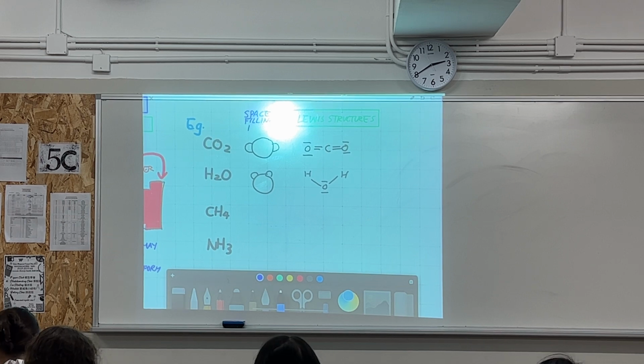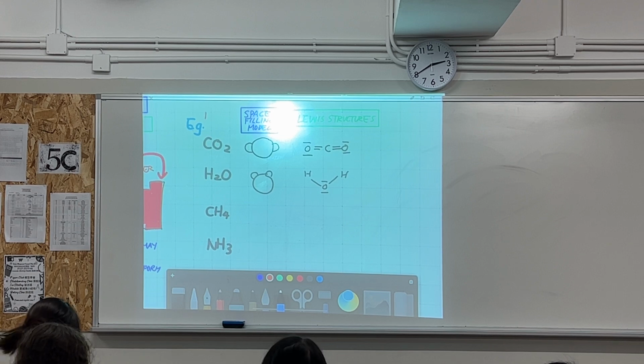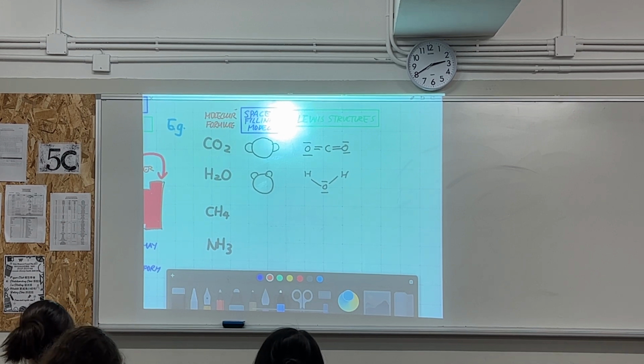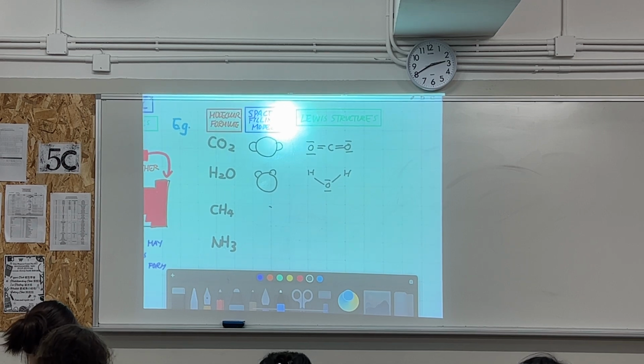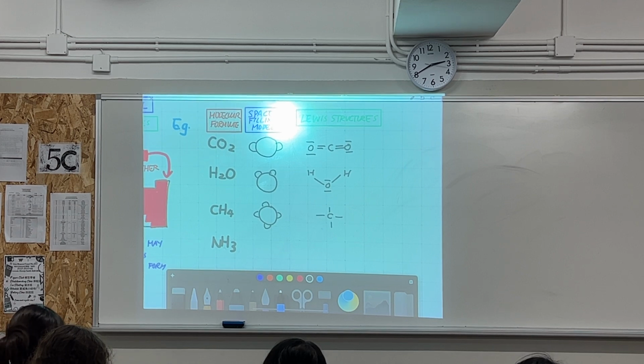Okay, so the space filling model. And of course the one on the left will be the chemical formula, the molecular formula. Remember, the molecular formula shows you the actual number of atoms. So the molecular formula here. Okay? Right, and then for CH4, I'll just draw this very quickly. So you have CH4 like that, which is C at the center surrounded by 4 H's.